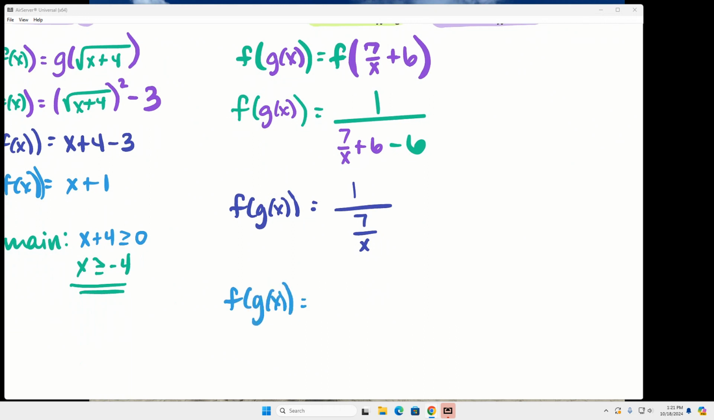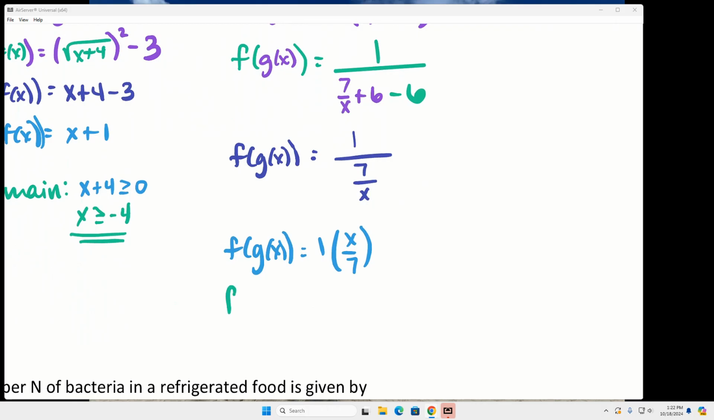So do you guys remember what to do if you're dividing? Like this is 1 divided by this denominator. How do you divide by a fraction? Very good. So this is the same as 1 times the reciprocal of that, which is x over 7. So f of g of x is x over 7.